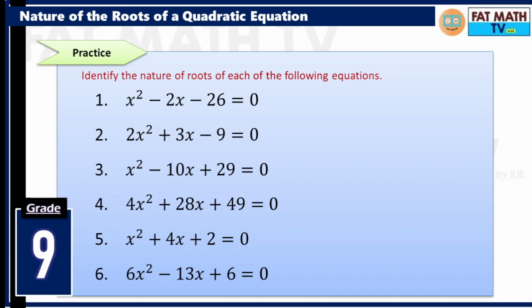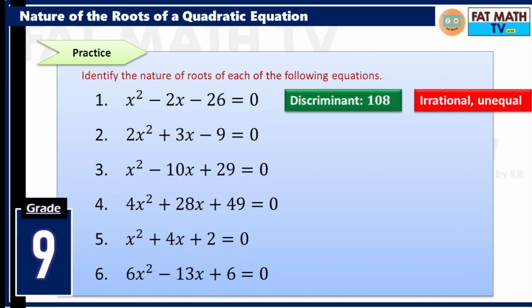So you solve for the discriminant and identify the nature of the roots. Zero discriminant will give you real and equal roots. Positive discriminant and a perfect square will give you rational and unequal roots. And if you have a positive discriminant but not a perfect square, you will have irrational, unequal roots. And if the discriminant is negative, there are no real roots. Pause the video if you need more time.